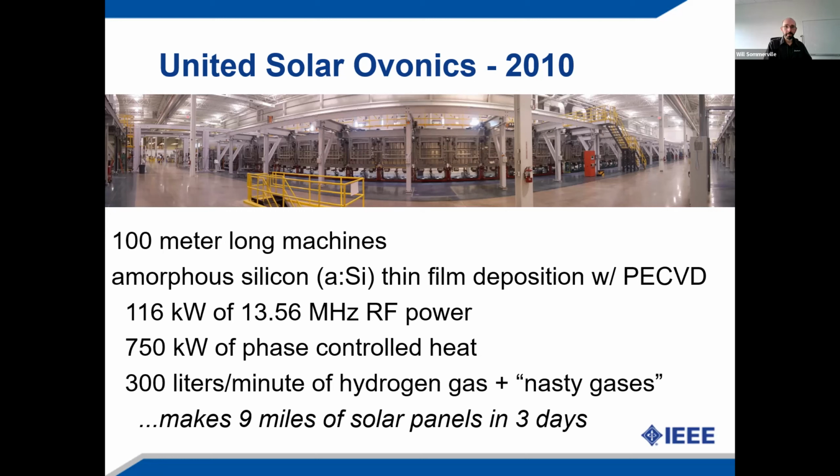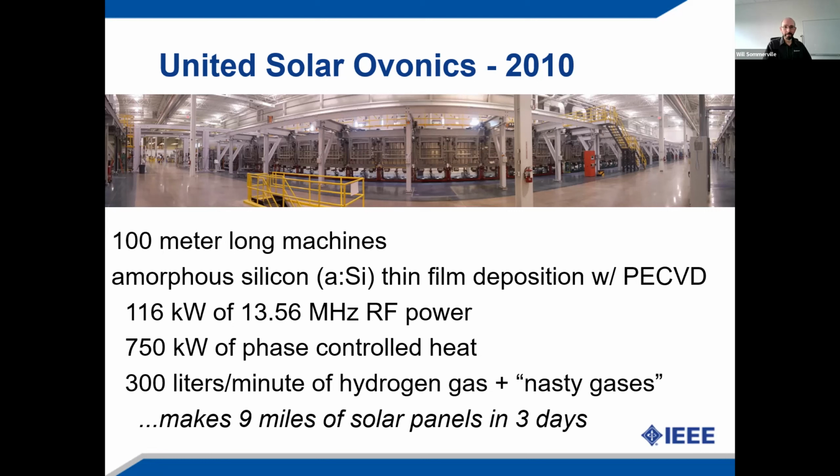film solar panel. It's using a PECVD process, a plasma enhanced chemical vapor deposition process, which involves RF power to break apart some molecules and deposit. So we had 116 kilowatts of 13.56 megahertz RF power on this machine, as well as heat, because everything had to be at a particular temperature. We had a further 3/4 of a megawatt of heat that was a phase controlled heat system. The amorphous silicon is under a vacuum, and we're actually running a lot of hydrogen gas and other nasty gases that are used for semiconductor deposition, 300 liters a minute of hydrogen.